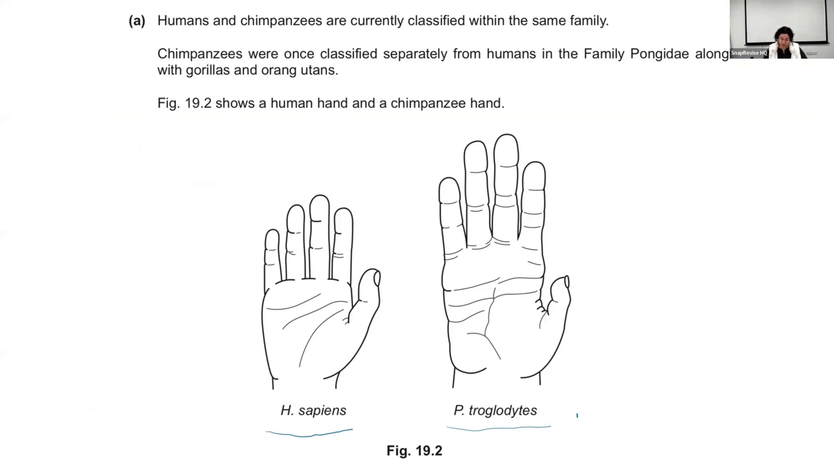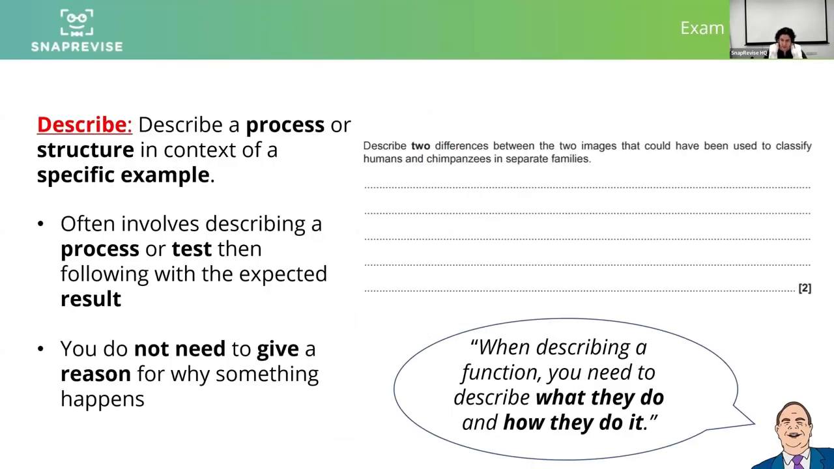And so figure 19.2 shows a human hand and a chimpanzee hand. Chimpanzees were once classified separately from humans. Humans and chimpanzees are currently classified in the same family. So the question here is, describe 2 differences between the 2 images that could have been used to classify humans and chimpanzees in separate families. Let's break this down as well. Our context is the differences between the 2 images, the human and chimpanzee. So that's my context.